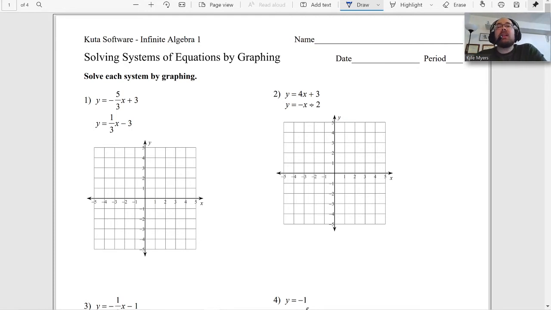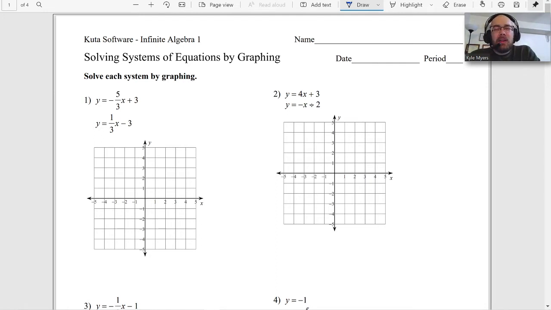This is finally solving systems of equations by graphing, which means that we're just going to graph some lines and then look at where they cross. That's pretty much it. Later on, there's going to be elimination and substitution, which are really the two main ways to do this stuff, but graphing is the best option when they're already ready to graph, I guess.